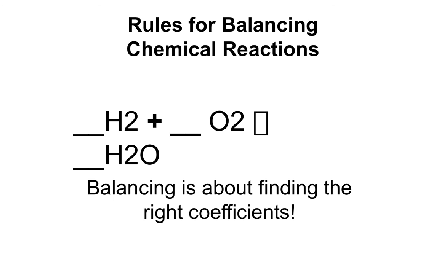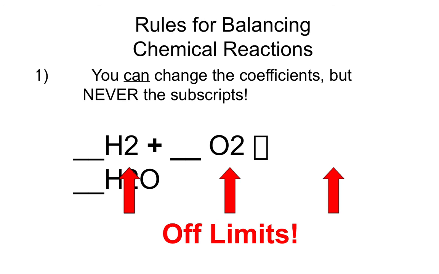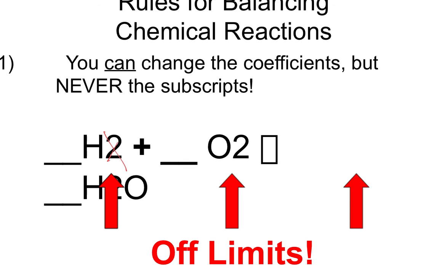So here are some rules for balancing chemical reactions. In chemical reactions, balancing is all about finding the right coefficients. You can change the coefficients, but you can never change the subscripts. So the subscripts are always off limits. You cannot change the subscripts. You can only change the coefficients out front.